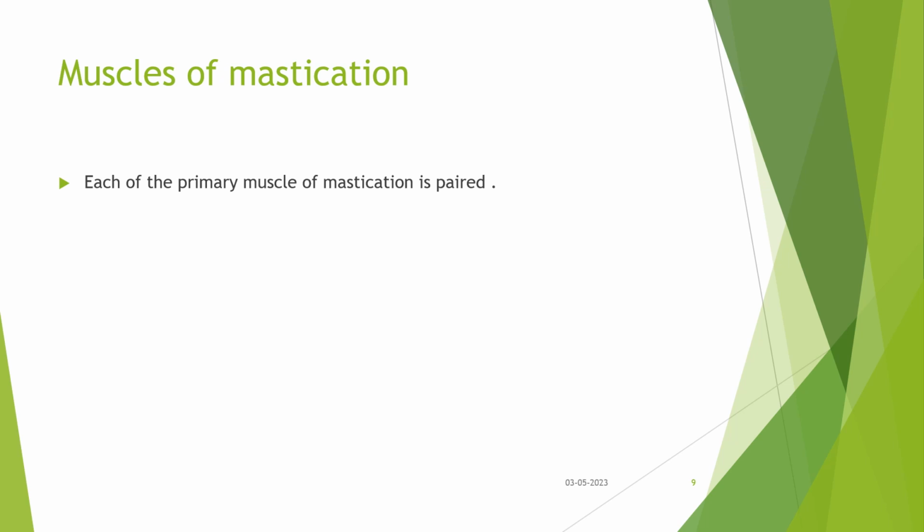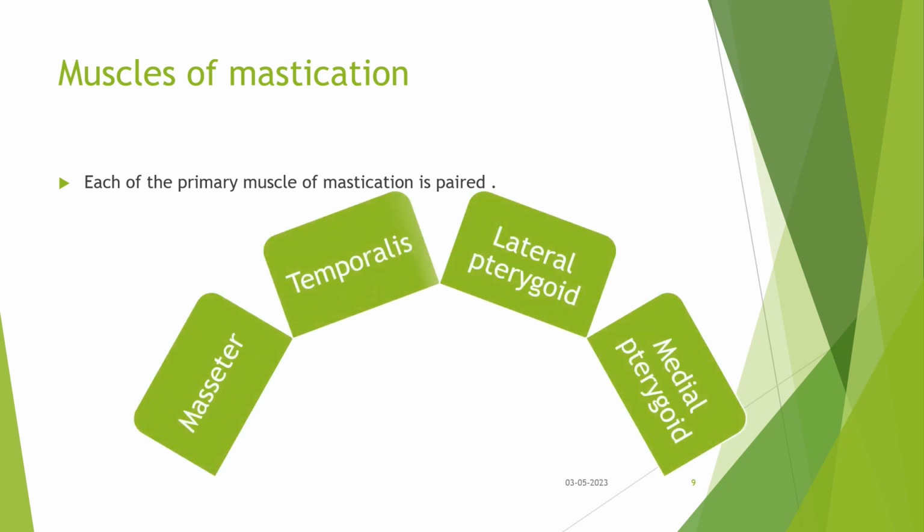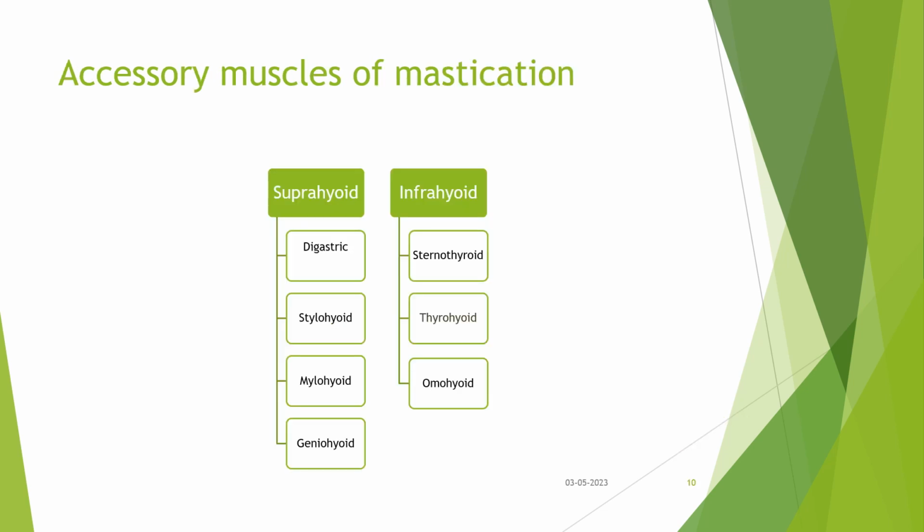Muscles of mastication. Mainly there are four primary muscles of mastication, that is masseter, temporalis, lateral pterygoid and medial pterygoid. Later on we will discuss these muscles elaborately. There are some accessory muscles of mastication also along with these primary muscles.